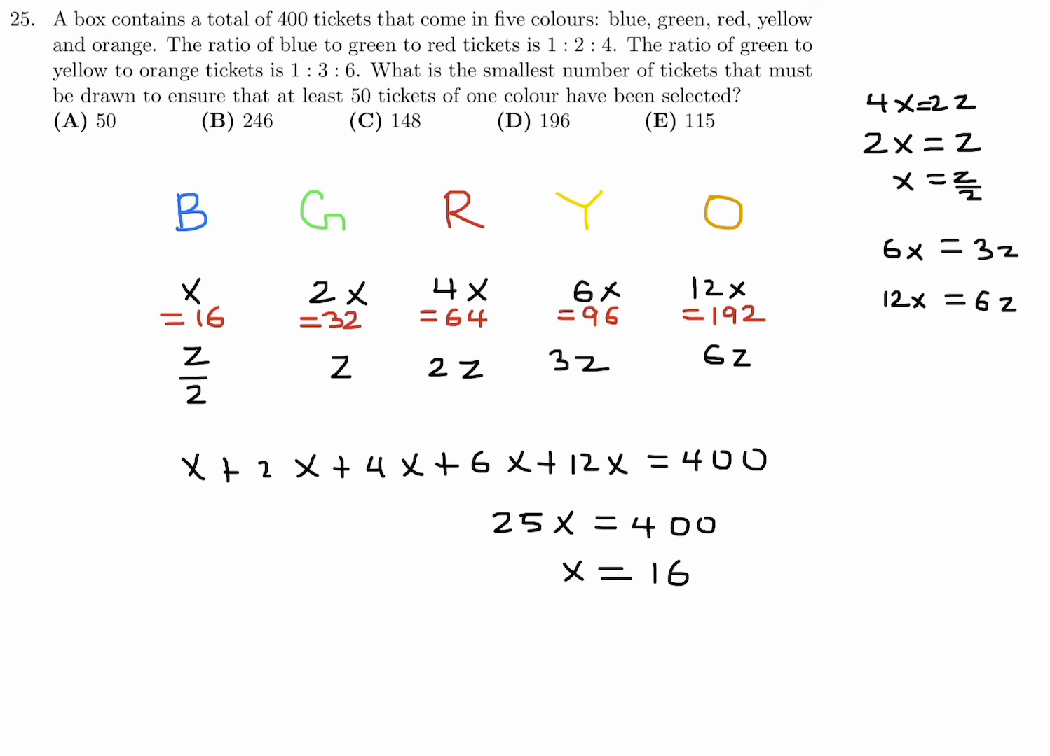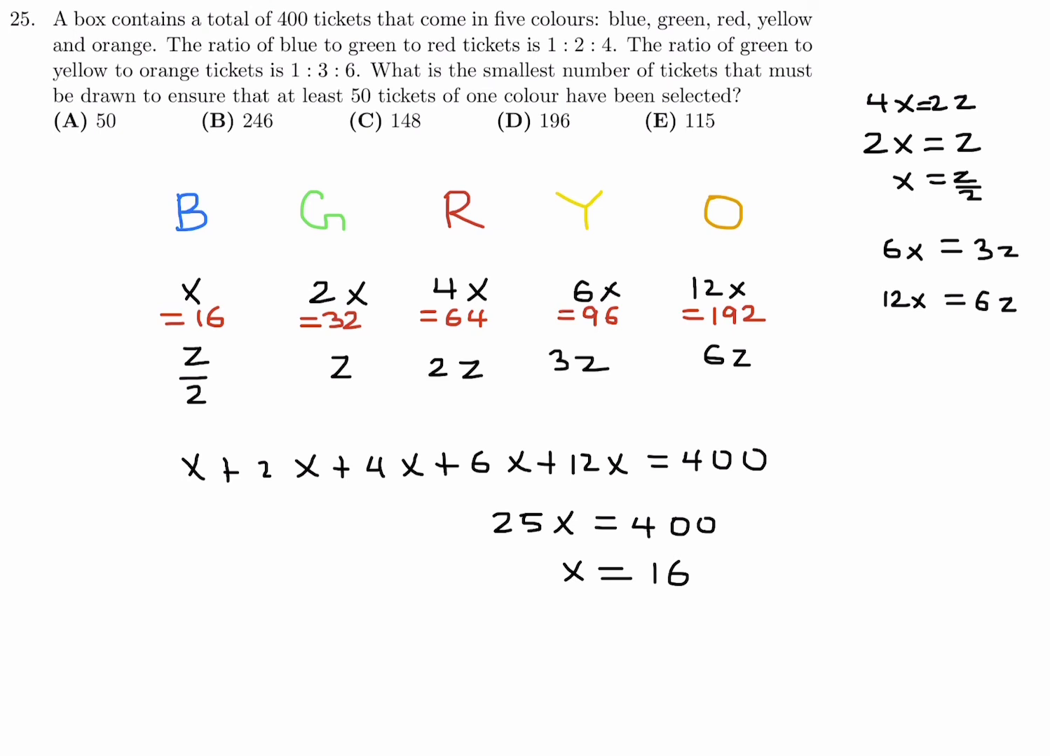Now our task is the final sentence. What is the smallest number of tickets that must be drawn to ensure that at least 50 tickets of one color have been selected? Notice the spelling of the word color. That you can tell it's a Canadian math contest. All right, so let's use extreme case scenarios here. We want to use the smallest number of tickets.